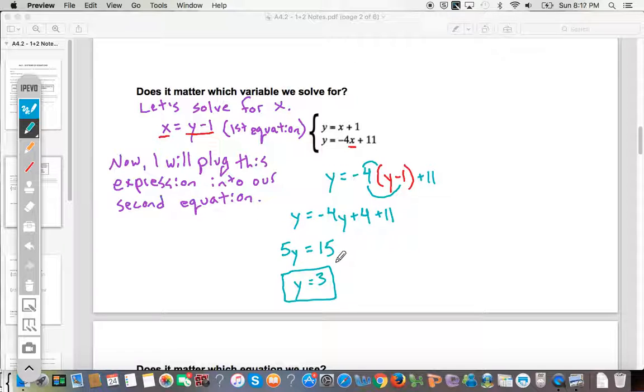Okay, so from here, go right up here. Okay. We can plug this in, our first or second equation.